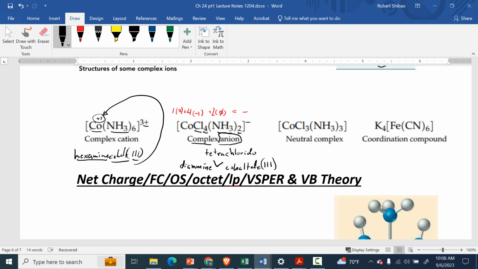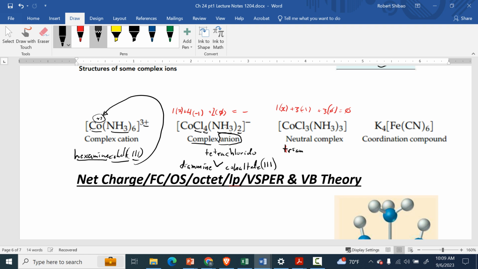This is a neutral complex because we have X, which is cobalt. We have just one of those. And so that's 1X plus 3 minus 1s plus 3 zeros is equal to 0. And so the oxidation state on cobalt has got to be +3. So it's going to be a cobalt(III), not a cobaltate in this case. And so we have chloro and amine again.